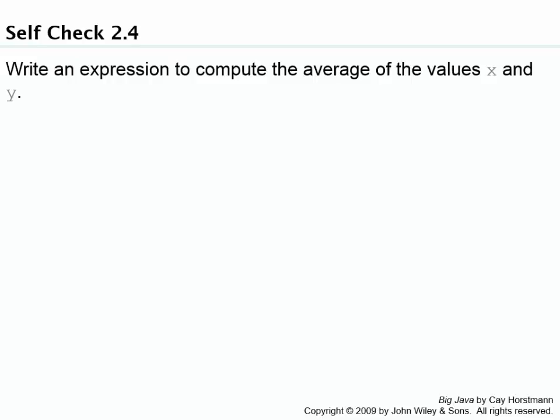Write an expression to compute the average of the values x and y. Okay. Now expression, do they talk about this in math class? An arithmetic expression? This idea of expressing something? Maybe that's unique to programming. How would you write it and figure out the formula? Well, the definition of the average, or mean, is to take the numbers, add them together, and divide by the number of numbers you have. Right, so how would you write that in Java?